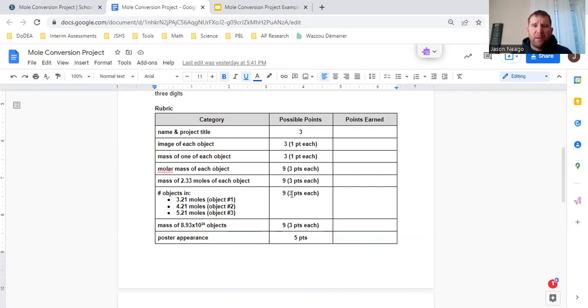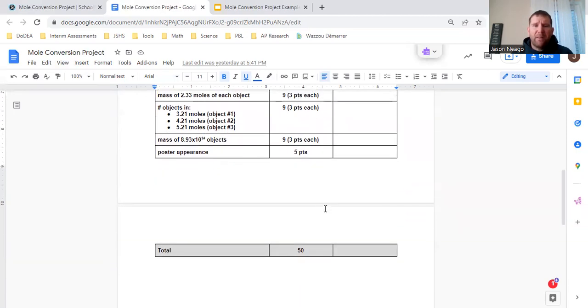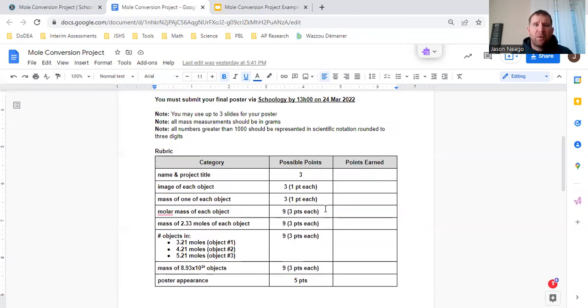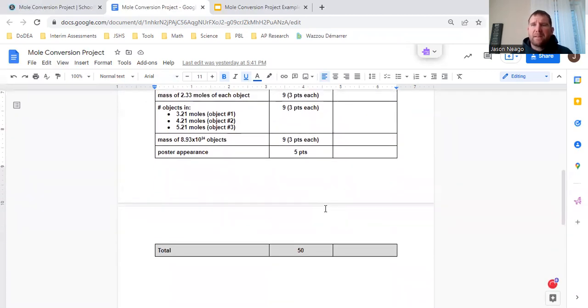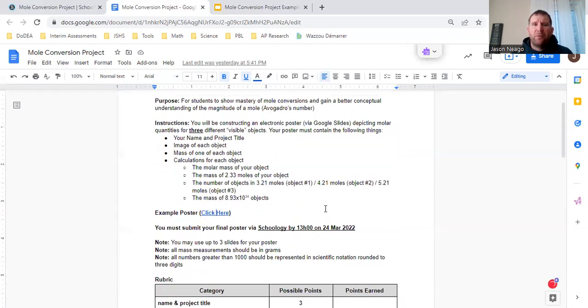Number of objects in these different values: each of these are worth 3 points for a total of 9 points. And then the mass of 8.93 times 10 to the 24th objects. That's also going to be worth 3 points each for 9 total points. When we add all this up together, it comes out to be 50 points total. And that will count as half of a test grade for you for this course.